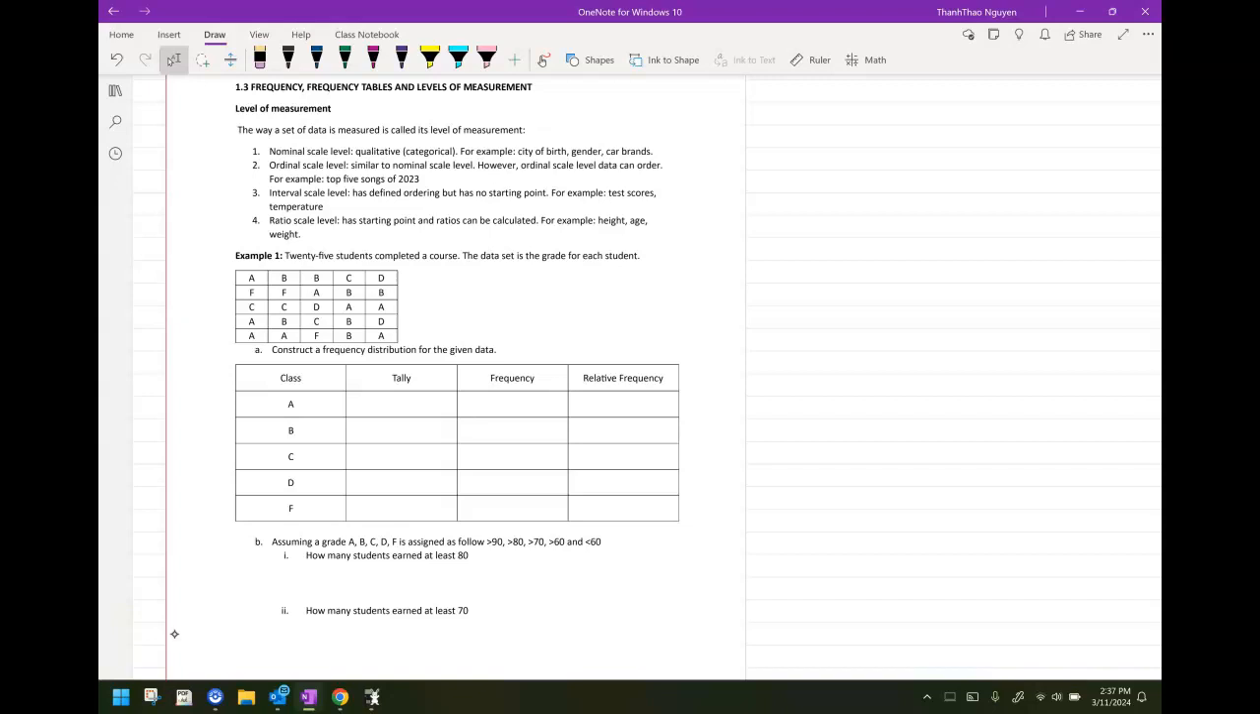The ordinal scale level is similar to nominal scale level. However, ordinal scale level data can have an order. For example, the top 5 songs of 2023. So there is a ranking. Interval scale level has defined ordering but has no starting point. For example, the test score or the temperature. The ratio scale level has a starting point and ratios can be calculated. For example, the height, the age, the weight. Right?